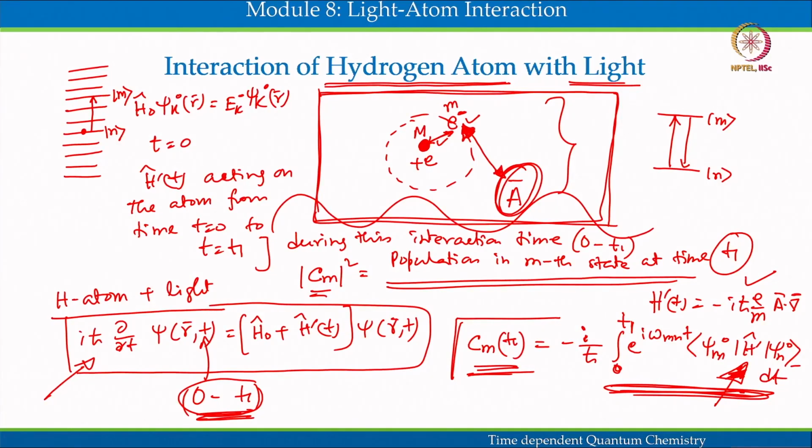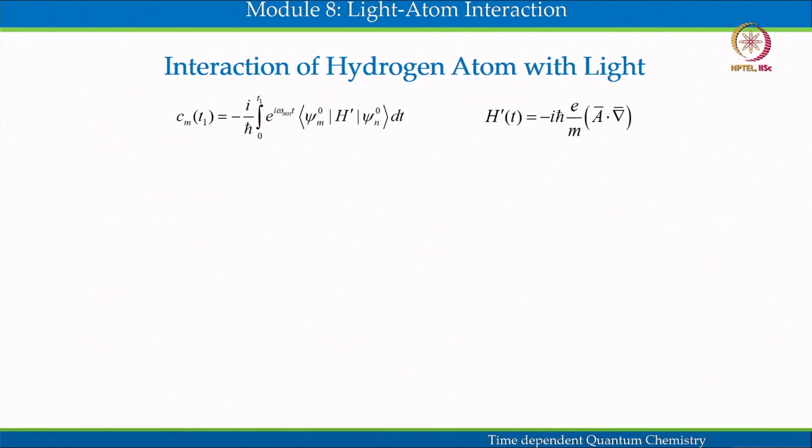We have already shown that this time dependent perturbation can be expressed in terms of the vector potential, which is created by light when it's propagating through vacuum. So we'll move on, and we will now explicitly look at the terms. This will give me the population. Actually the square of the absolute value of this term will give me the population at the mth state.